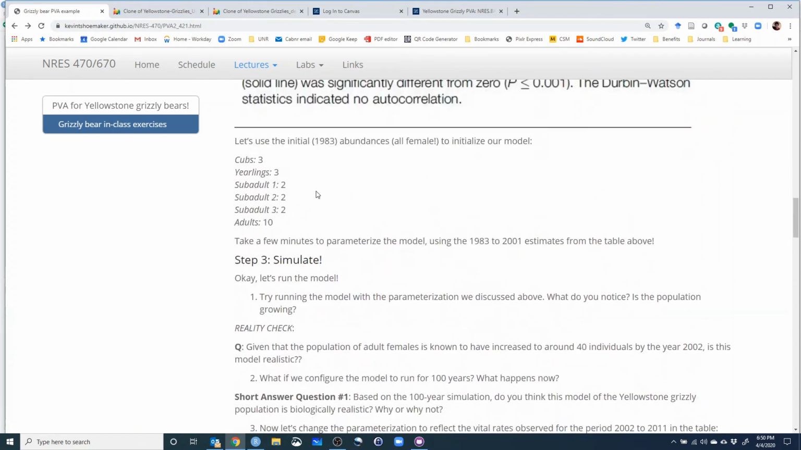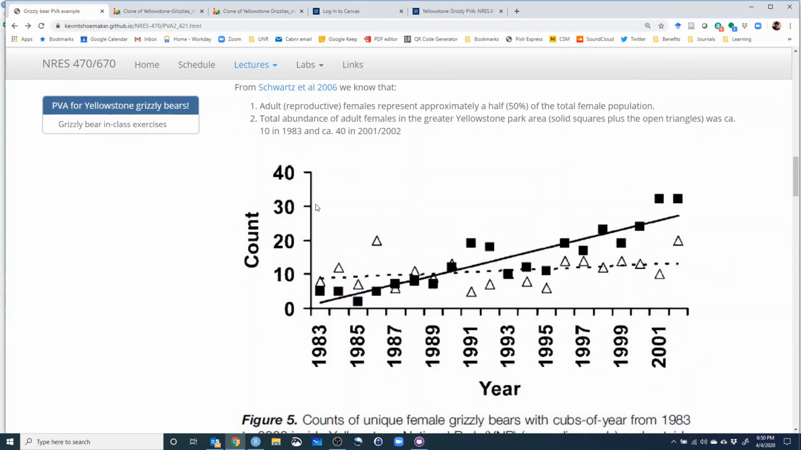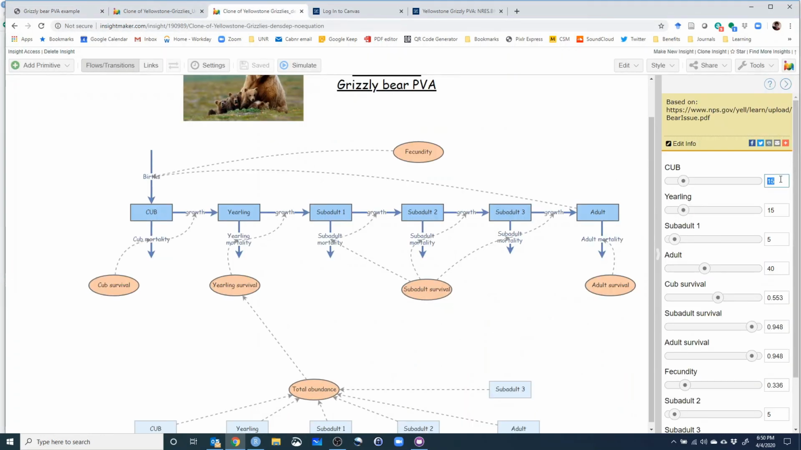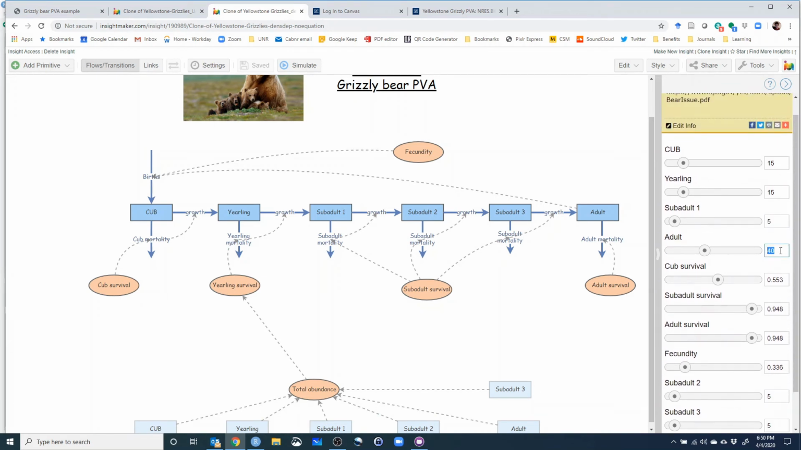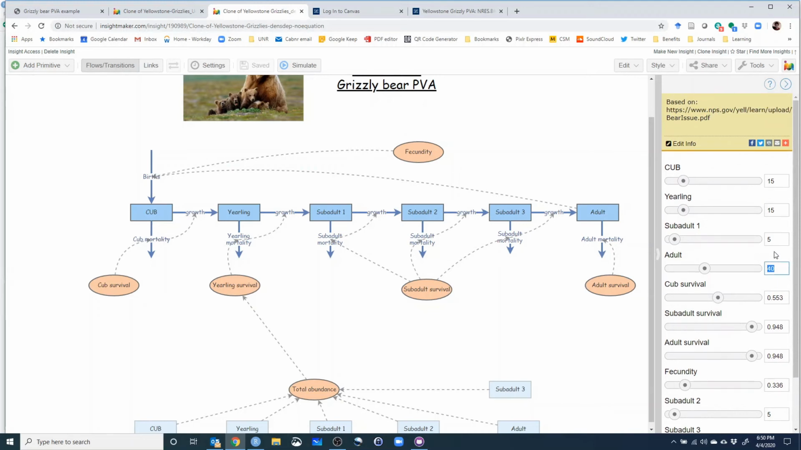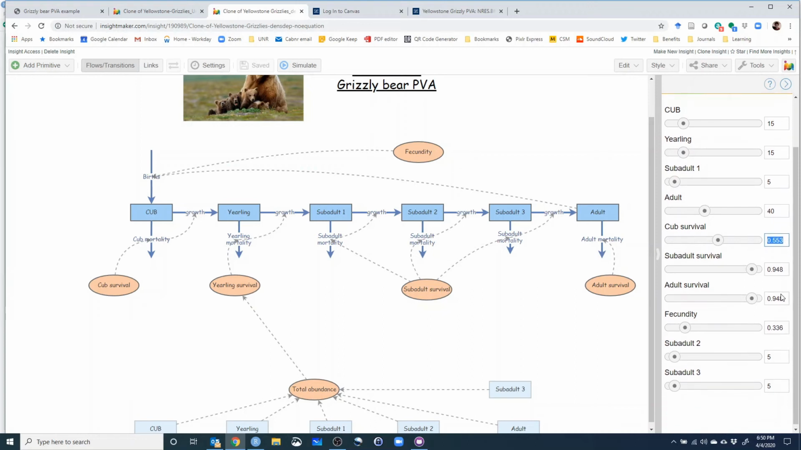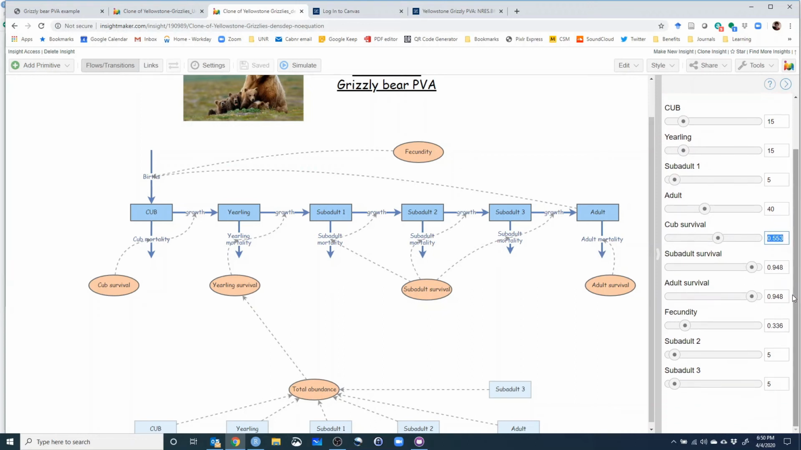We're going to try to use this figure here to initialize the population more like it was in something like 2003. So that's what we're doing here. We'll have 15 cubs, 15 yearlings, 5 subadults of each stage, and then 40 adults. So that's how we'll break it down. In addition, we'll use the table values for 2002 to 2011 to define the vital rates.